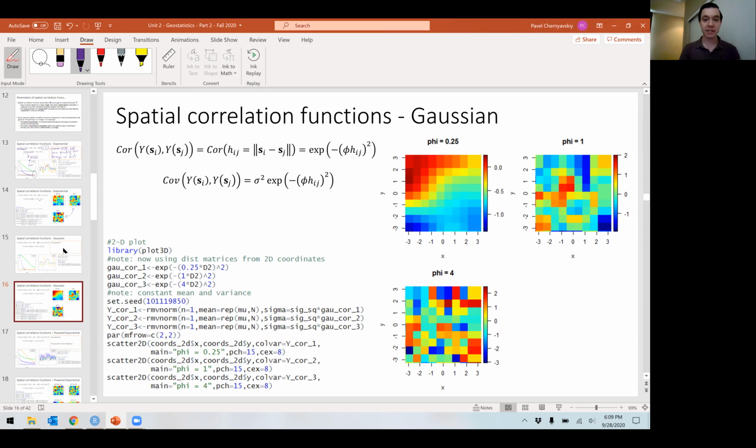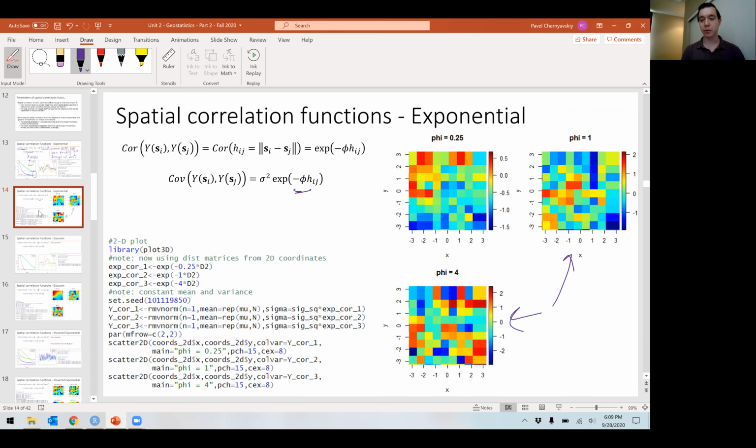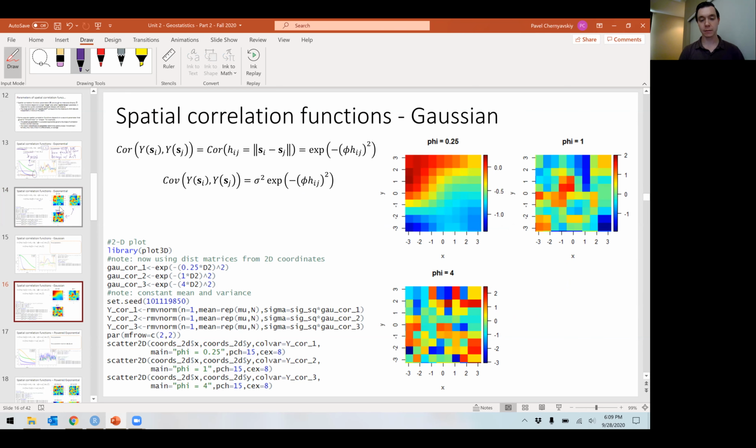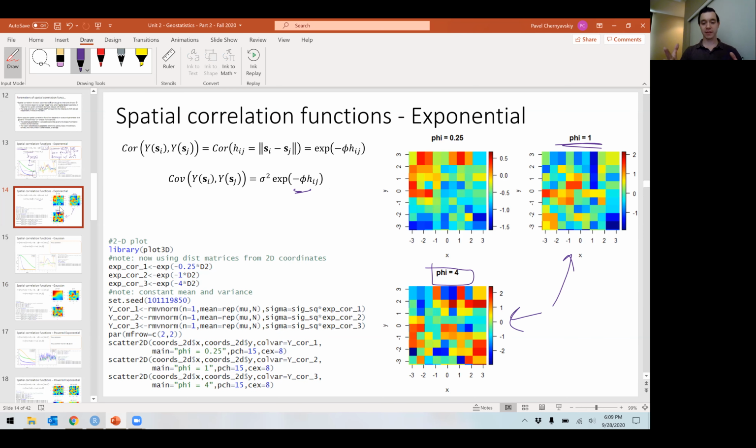So here is a Gaussian correlation function. Here is an exponential correlation function. If you pay attention to these two panels, you see they look very, very similar. So if the amount of correlation in your data is moderate to weak, you may not be able to distinguish between values of phi, and you may not be able to distinguish easily between different correlation functions.